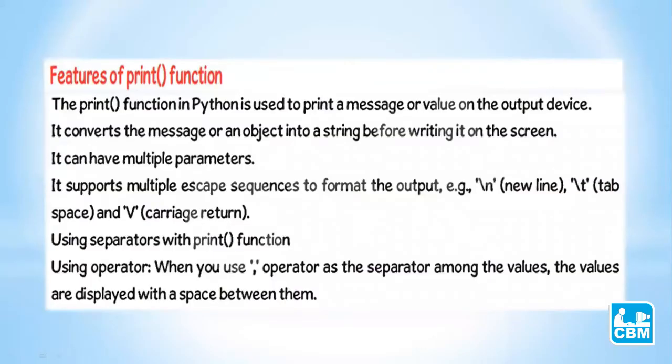The print function in Python is used to print a message or a value on the output screen. Now it converts the message into a string before it prints it on the output screen. It can have multiple parameters. Now the comma operator can be used as a separator among the values so that the values are displayed with space between them on the output screen.